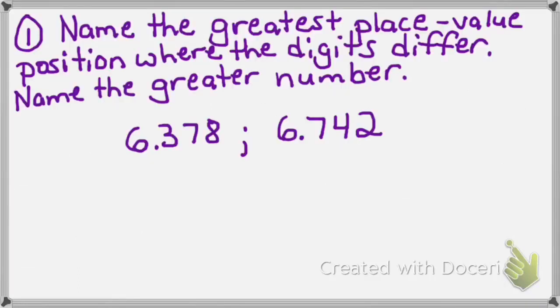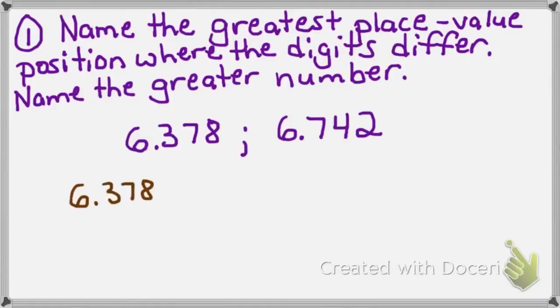Example number 1 says, name the greatest place value position where the digits differ. Differ is in the word different, so I want the greatest place value position where the digits are different. And then it says name the greater number, so there's two tasks I have to do here. The numbers they give me are 6 and 378 thousandths, and 6 and 742 thousandths. So my first step is to take my first number and write it down.